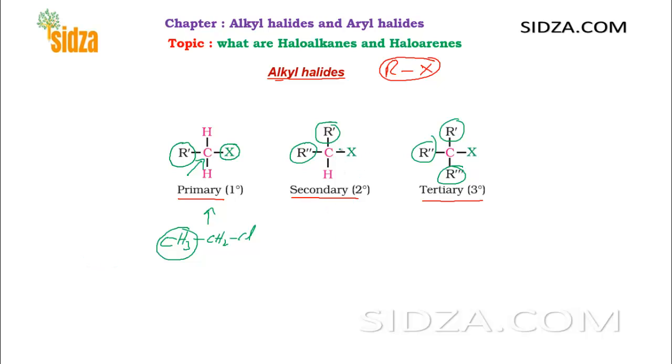Over here, suppose you got a secondary, that means suppose you have a chlorine attached to this, and there should be 2 alkyl groups attached to it. Suppose you got the methyl group and the ethyl group, or you can have 2 methyls also. Similarly here in the tertiary one, the carbon is attached with the halogen and there are 3 groups attached to it, and the groups can be the same or different. Suppose this is C2H5 and this is also C2H5. So this is a tertiary alkyl halide.